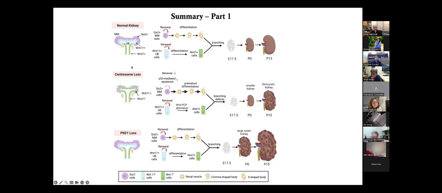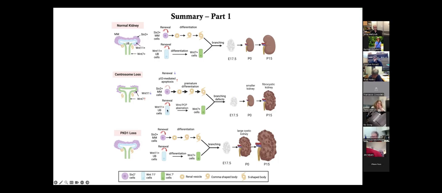And so to quickly summarize this first part of the story, basically, what we found is that when we knock out CEP120 and induce centrosome loss in the developing kidney, we see changes in Wnt signaling in the different compartments than what we're supposed to see. We see decreased renewal of the progenitor cells, whether it be the mesenchymal cells or the UB cells. And this is partly due to increased p53-mediated mitotic surveillance pathway-associated cell death, which is depleting some of these progenitor cells. Then you have this premature differentiation that is, we think, driven partly by aberrant Wnt signaling.